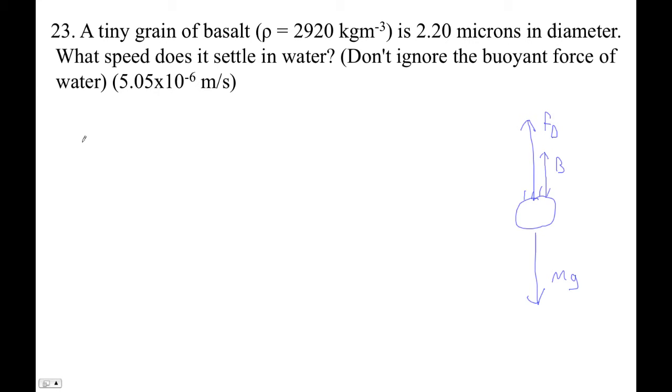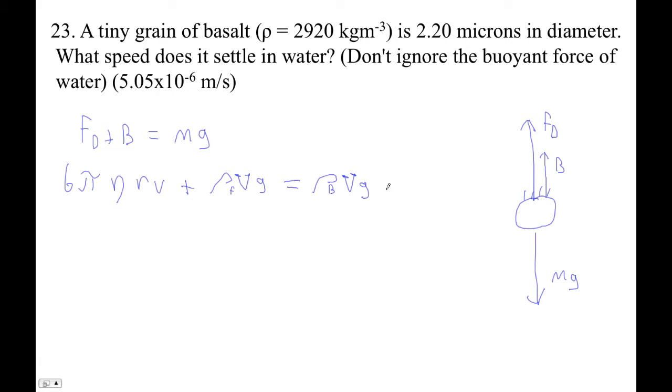Okay, so ultimately we're going to say that the Stokes force up plus the buoyant force up equals gravity. Let's substitute here. The Stokes force is 6 pi viscosity R V. And the buoyant force is the density of the fluid times the volume of that thing times gravity. And that equals, for the mass, the density of the object, in this case the basalt, times the volume of that little grain times g.